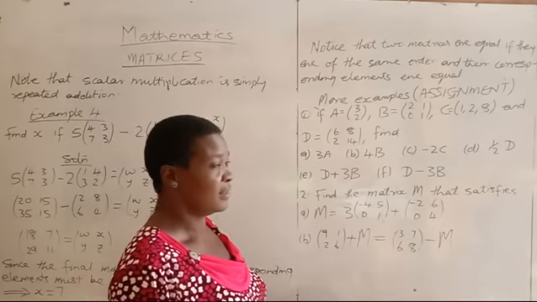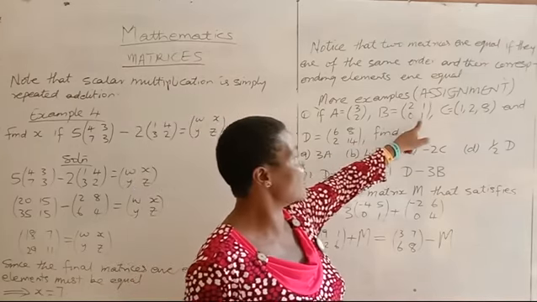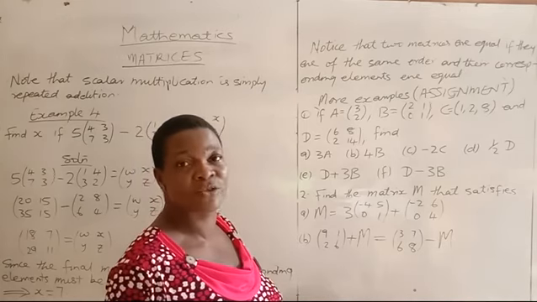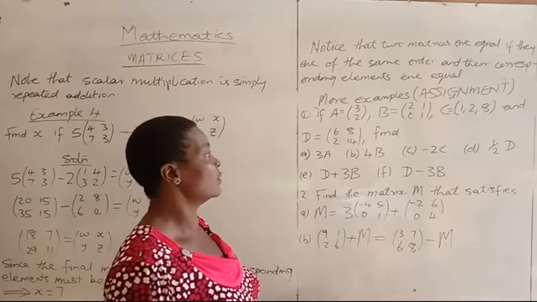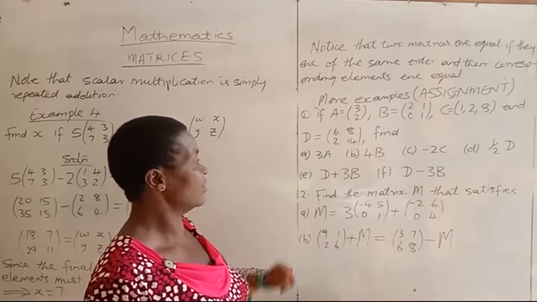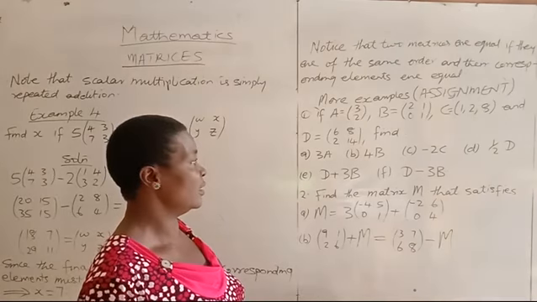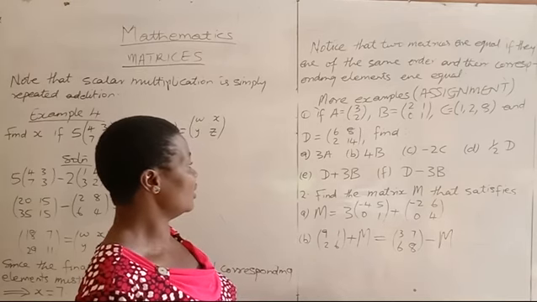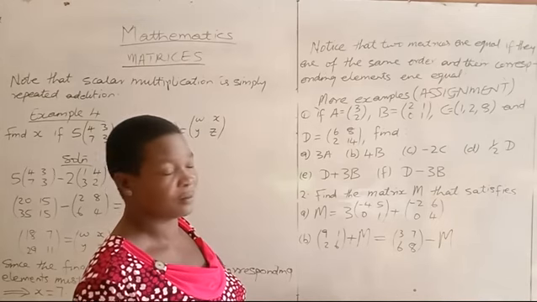Number 1, if A equals this column matrix and B equals this 2 by 2 matrix, C equals that row matrix, and D equals another square matrix. Find A, 3A, B, 4B, C, negative 2C, D, half D, E, D plus 3B, F, D minus 3B.